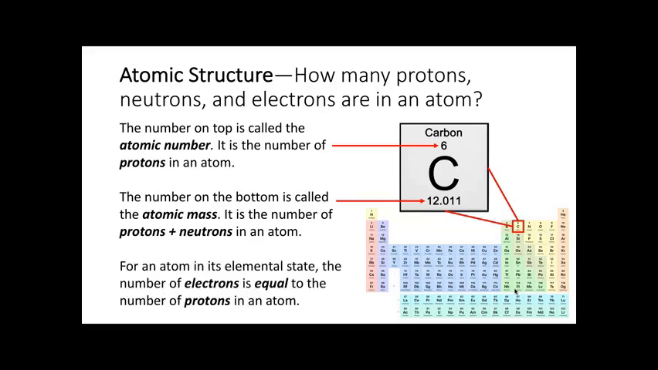And then finally, for the electrons: for an atom in its elemental state, which means an atom that is neutral and hasn't been involved in any reactions, the number of electrons is equal to the number of protons in an atom. The number of protons was the atomic number, that top number, which is 6 for carbon. So that means there are 6 electrons in carbon as well.